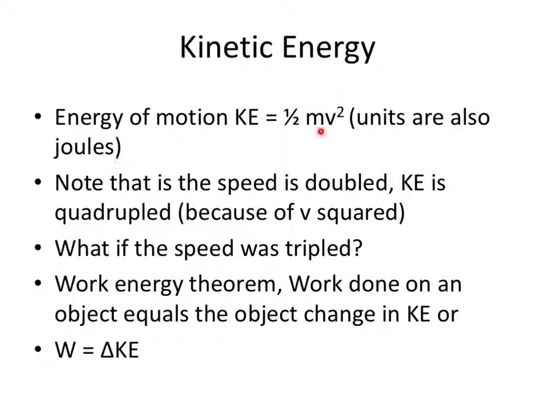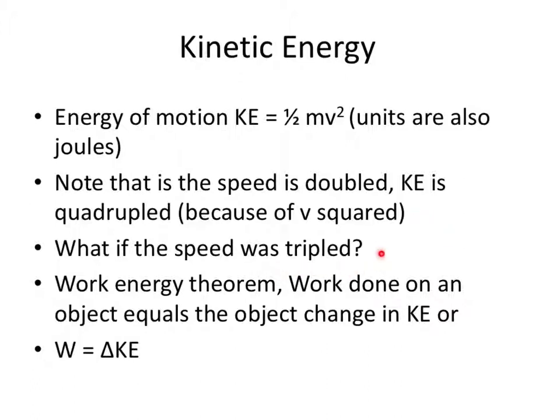Now this v squared term is pretty important because if you notice, if the speed of an object is doubled, in other words, that would be the v term here, then the kinetic energy would actually be quadrupled, 4 times the value, because of this v squared. So that's going to be important, as we'll see in the next slide.